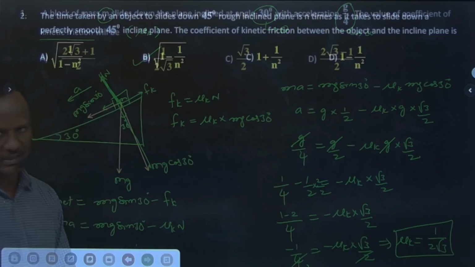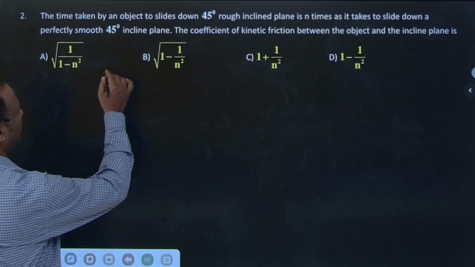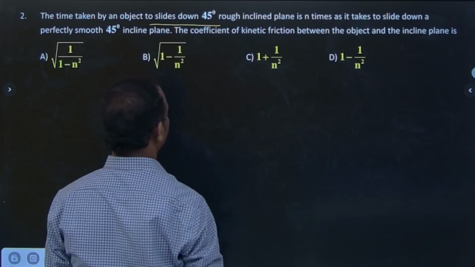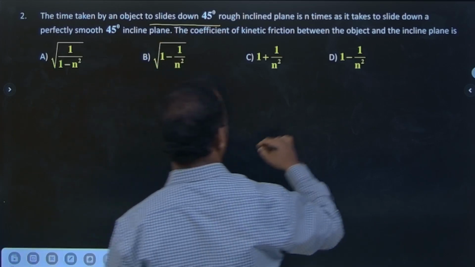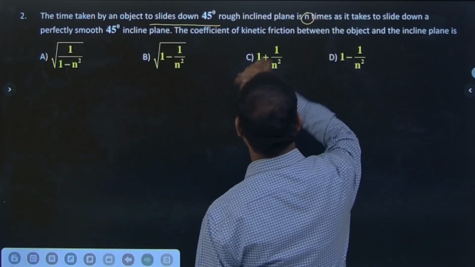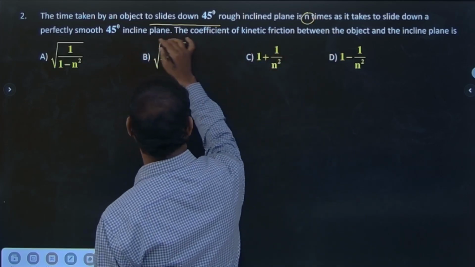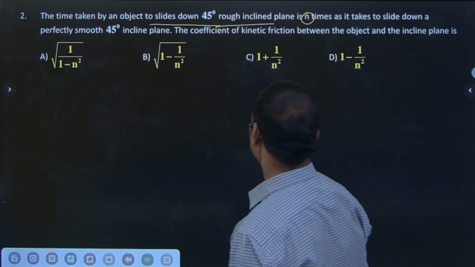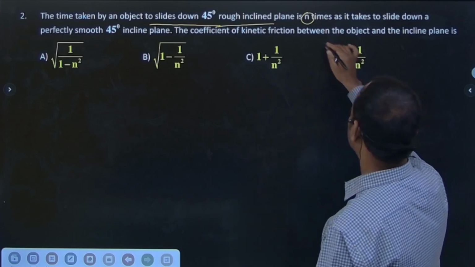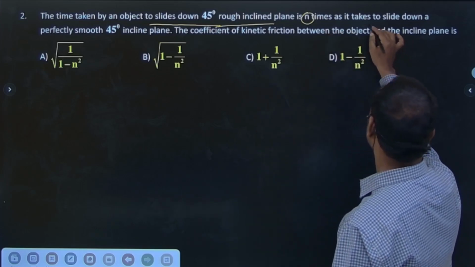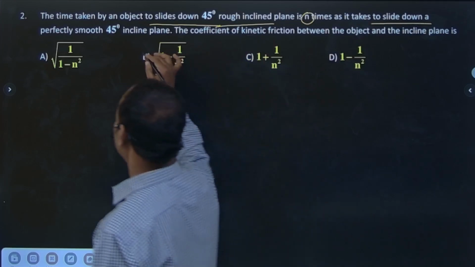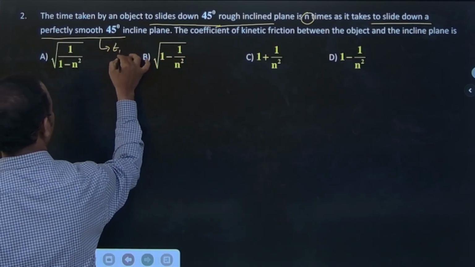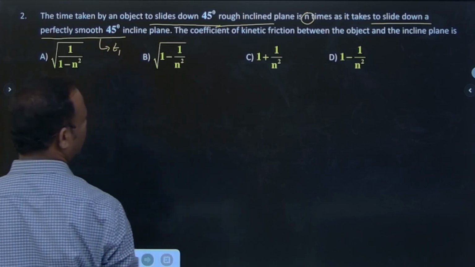Option B is correct. Next question: the time taken by an object to slide down a rough inclined plane at an angle of 45 degrees is n times the time taken to slide down a perfectly smooth inclined plane. The time on the smooth plane is T1 and on the rough plane is T2. Then what is the coefficient of kinetic friction?